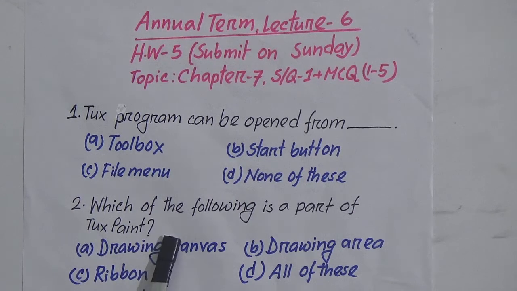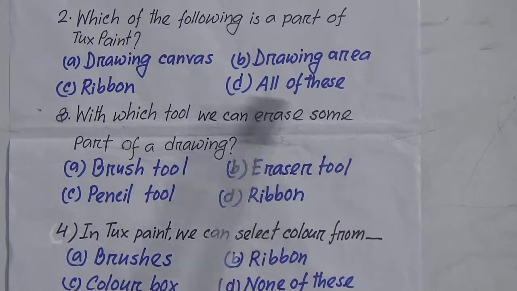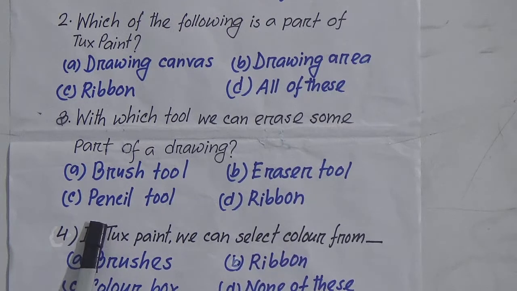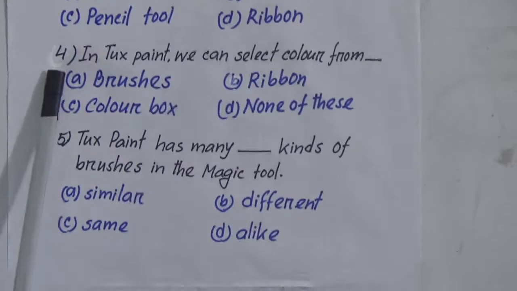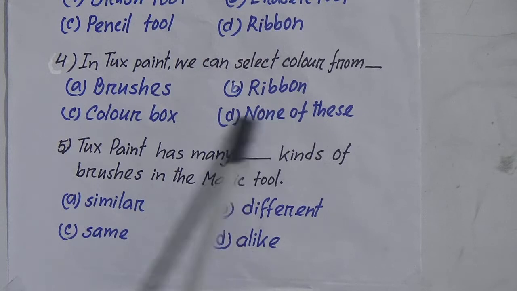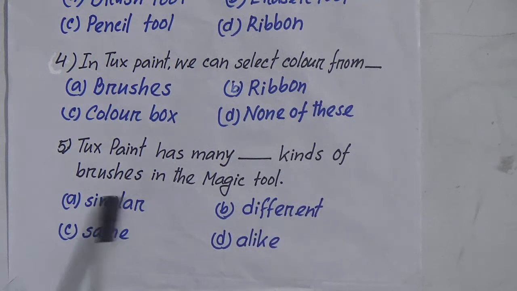Number 2. Which of the following is a part of Task Pane? Drawing canvas, drawing area, ribbon, all of these. Number 3. With which tool can we erase some part of a drawing? Brush tool, eraser tool, pencil tool, ribbon. Number 4. In Task Pane, we can select color from: brushes, ribbon, color box, none of this. Number 5. Task Pane has many dash kinds of brushes in the magic tool. Similar, different, same, alike.